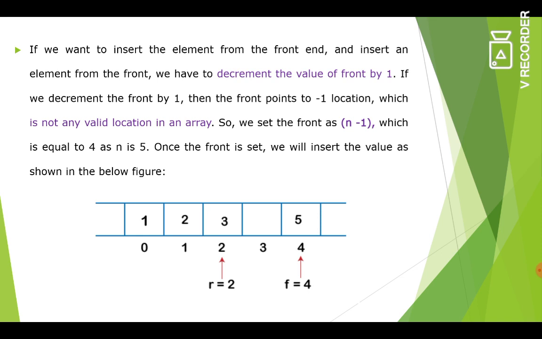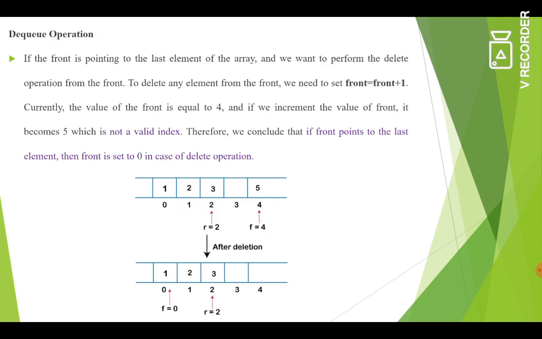So we have to set front as n minus 1. Let us assume n equal to 5. So now front points to the location 4. You can insert the element at that position. So this is the procedure for insertion from front end side.